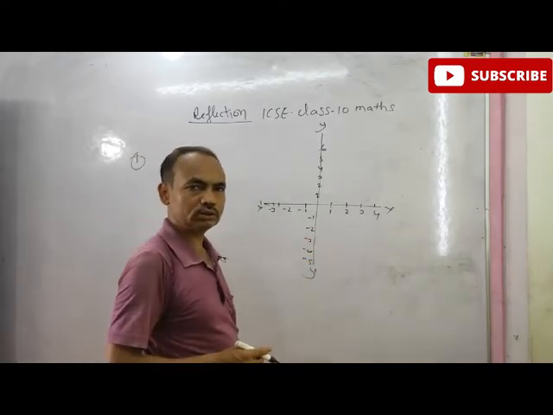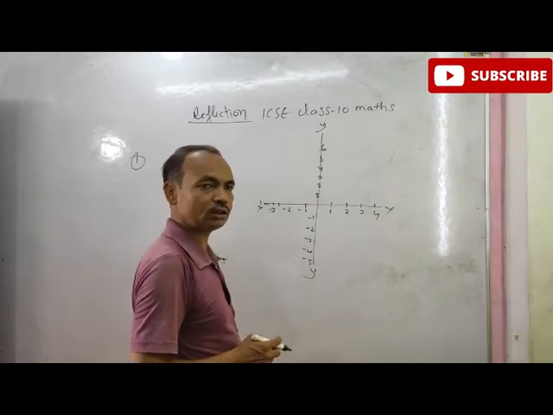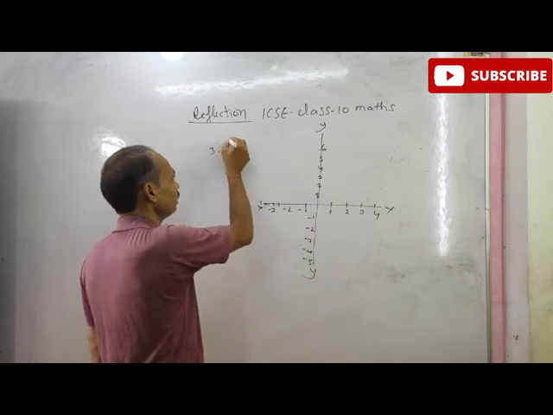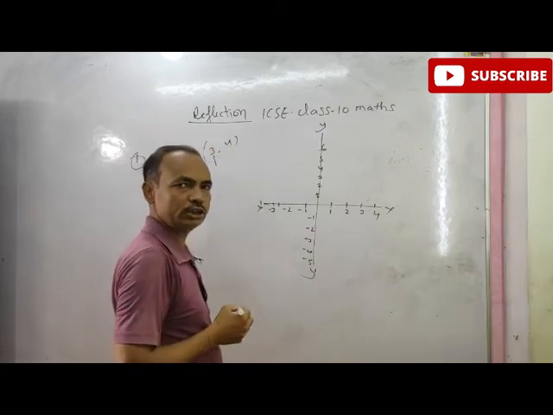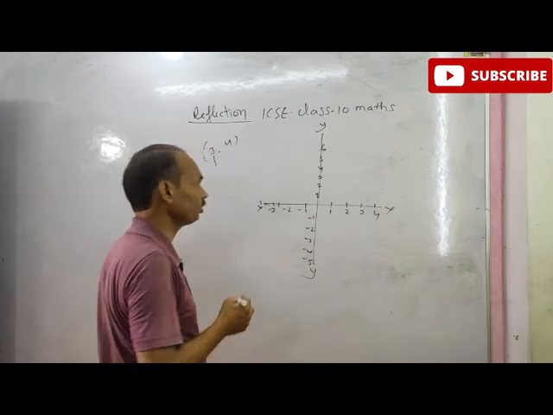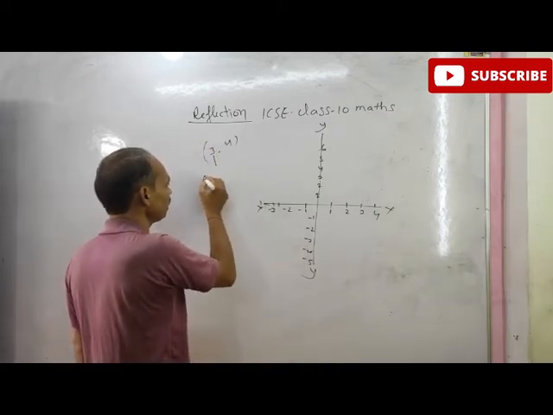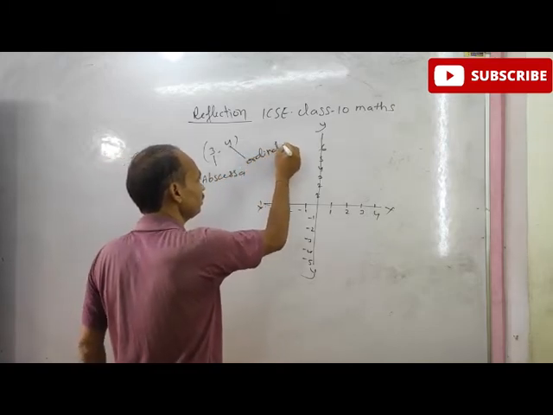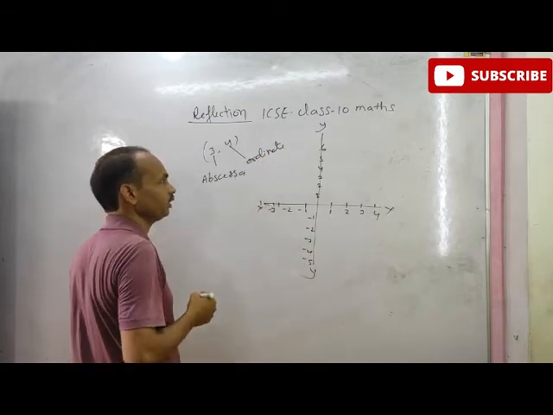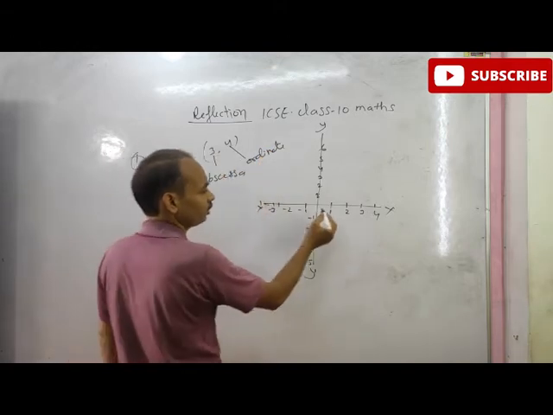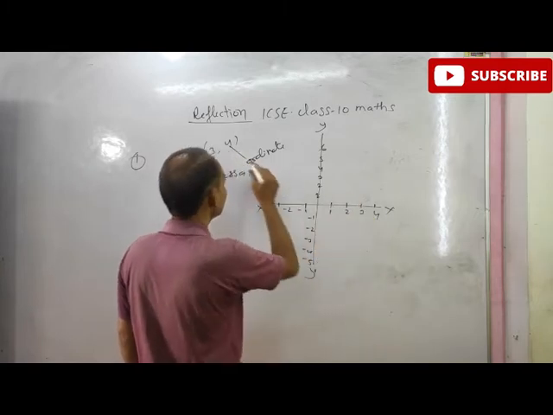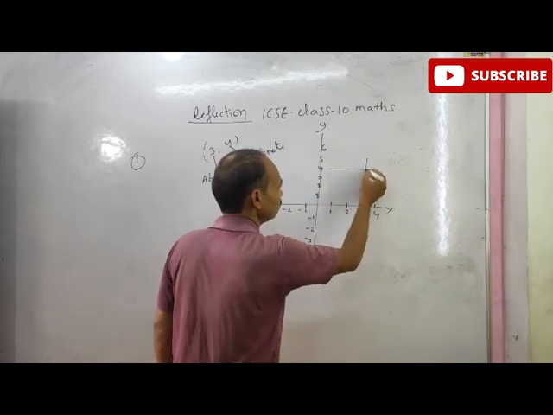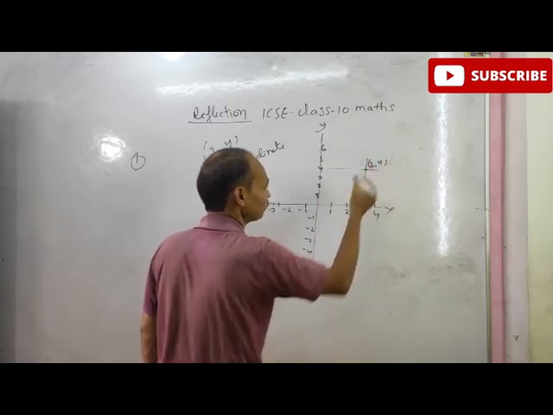You have read in class 9 geometry that you can plot any point on the graph. If you want to plot (3, 4), the first is the abscissa and the second is the ordinate. The first value is known as the abscissa and the second value is known as the ordinate, and combined they are known as the coordinate. Abscissa x is plus 3: 1, 2, 3. Ordinate is 4: 1, 2, 3, 4. This is the point (3, 4).